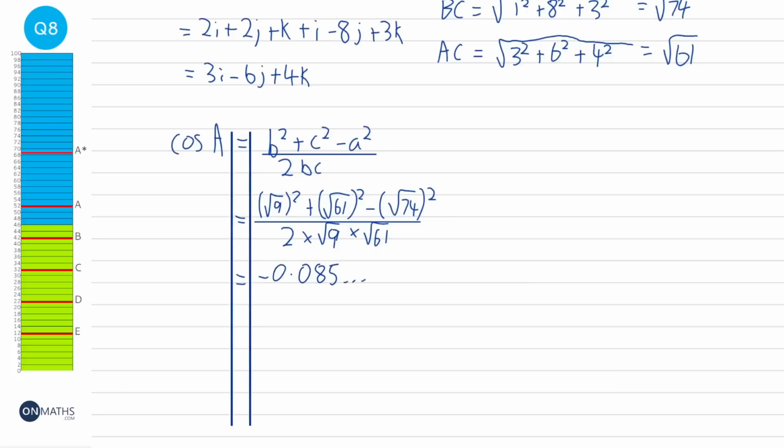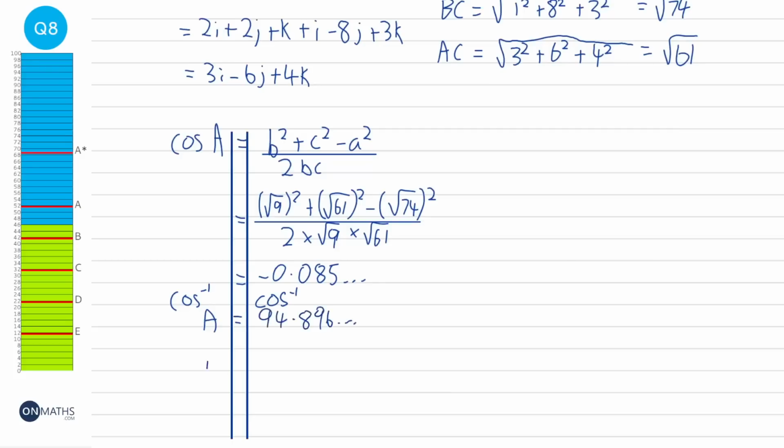And what we're going to do is inverse cos both sides. I'll put my lines down because we're doing stuff both sides. So inverse cos both sides. And so A is, and we're going to keep that minus 0.085 in our calculator and just inverse cos it. So we get 94.896 and so on, and to one decimal place it would be 94.9 degrees.